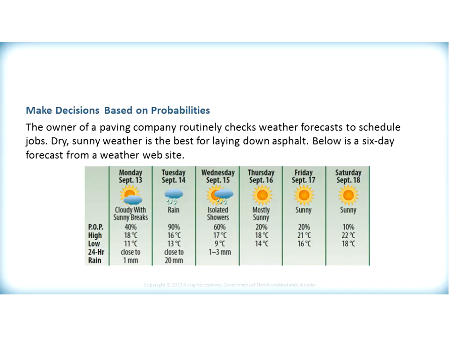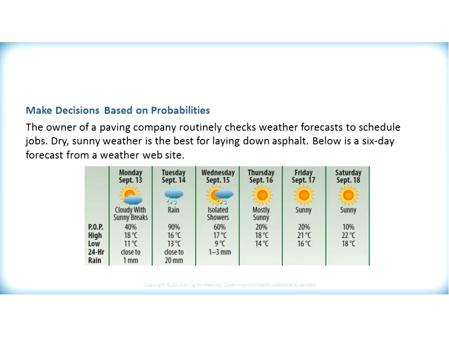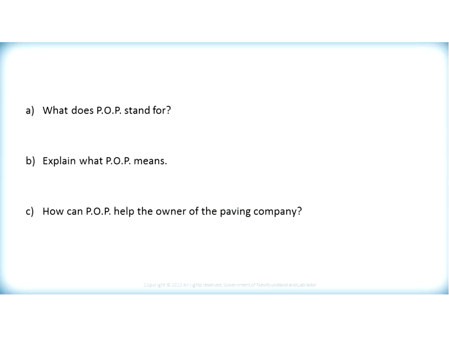So you can see on Monday we have cloudy with sunny breaks. On Tuesday it looks like there's going to be rain. On Wednesday there's going to be isolated showers. Then on Thursday, Friday, and Saturday it's going to be sunny. So we have a few questions here. First, you might have noticed on our weather report something called POP, which you can see right here. So our first question is, what does POP stand for?